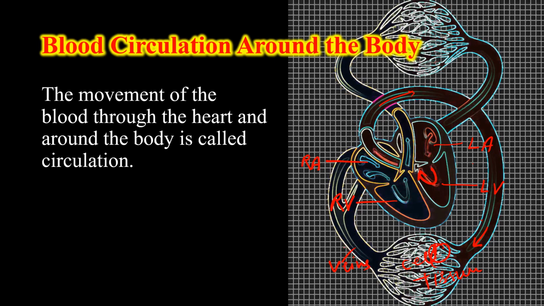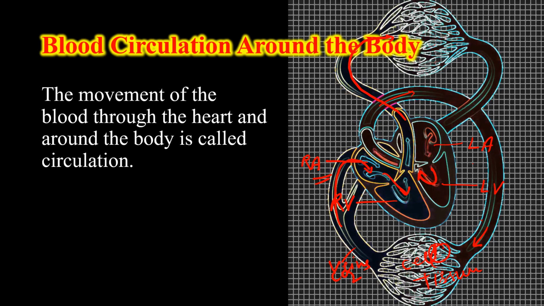And then the veins collect the carbonated blood, or deoxygenated blood, from the different body parts and bring it back into the right auricle of the heart, and from there the carbonated blood is transferred into the right ventricle, and from the right ventricle the carbonated blood goes out into the lungs for purification.